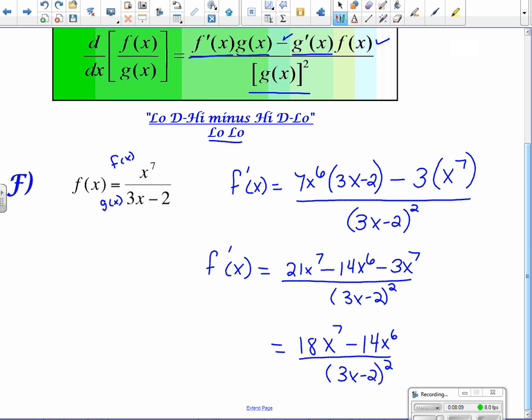Now on top, you definitely could pull an x to the 6th, and you could also pull a factor of 2. So I'm going to go ahead and do that to finalize and get this in factored form on top. If I pull a 2, that's going to leave me 9x minus 7, all over 3x minus 2 quantity squared. I'm just taking a peek: is there any chance that these would cancel? Well, not on this one, but sometimes that is possible. All right, moving on.